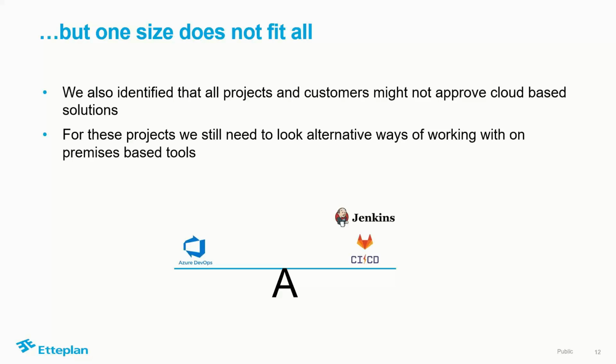So then the conclusion was that yes, we still need to work on with Jenkins and CI/CD features of GitLab. So basically the balance is still there between the different tool sets, but perhaps most of the projects that we do are now supporting Azure DevOps as a baseline.